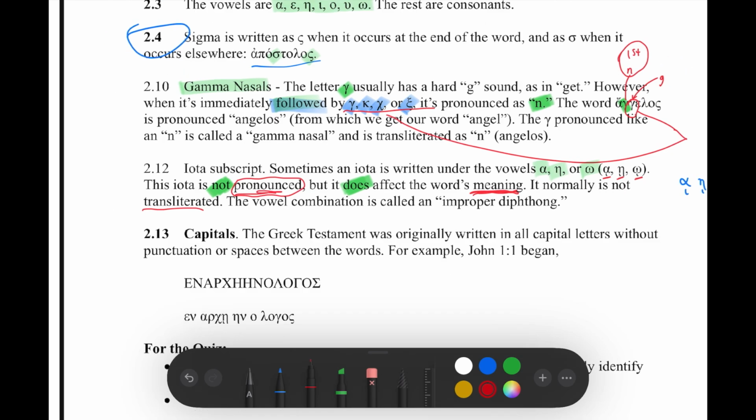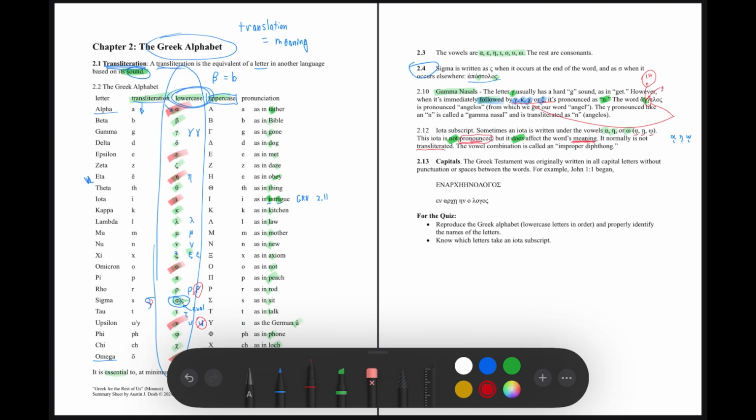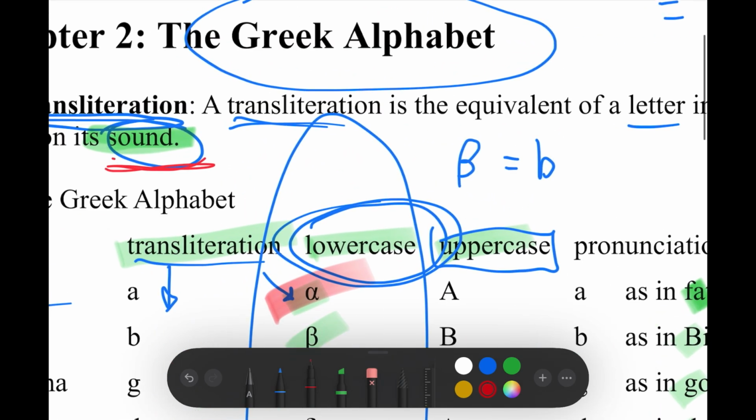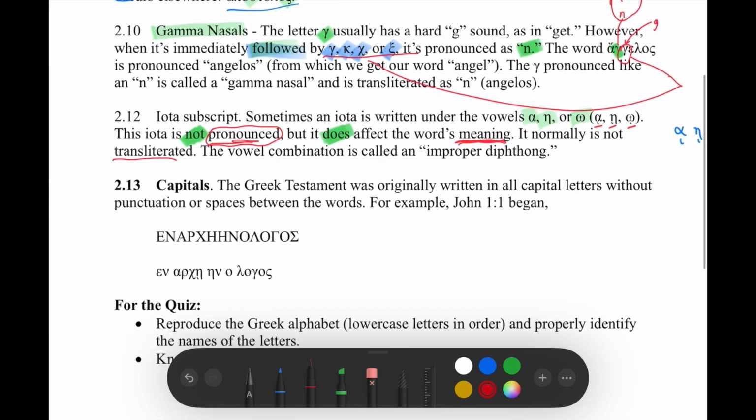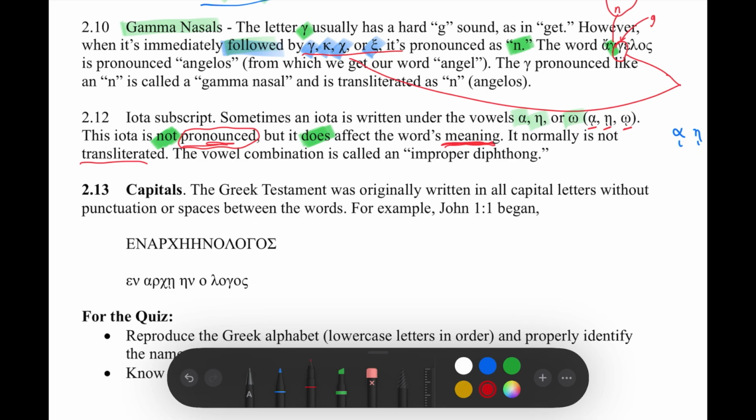is going off of, if we remember from the beginning, sound. So because transliteration is going off of sound, the iota is typically not going to get carried over. The vowel combination, so these iota subscript vowels are called improper diphthongs. We'll get into this when we get to pronunciation, but a diphthong is when two vowels that are next to each other can be pronounced together.